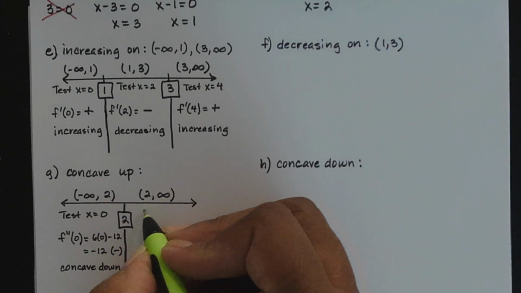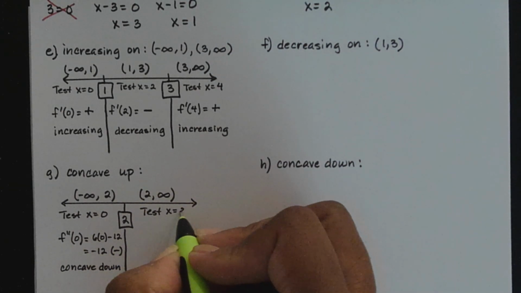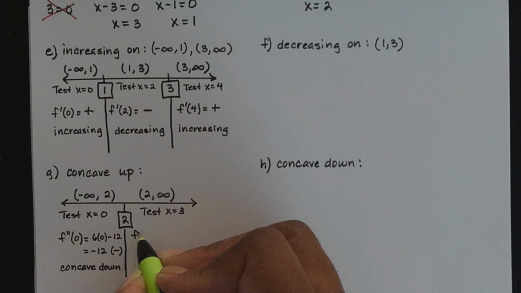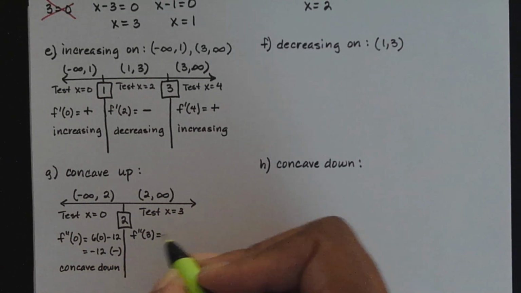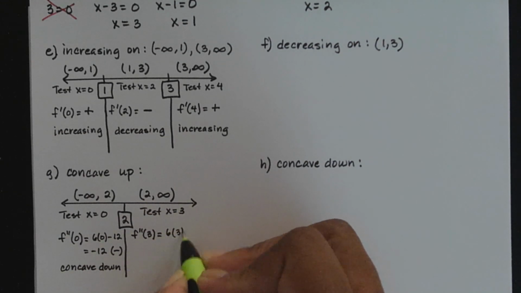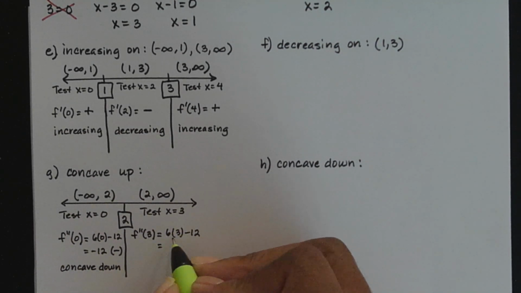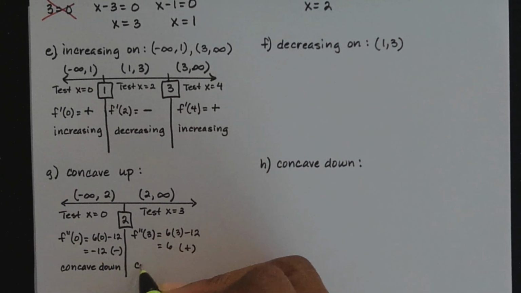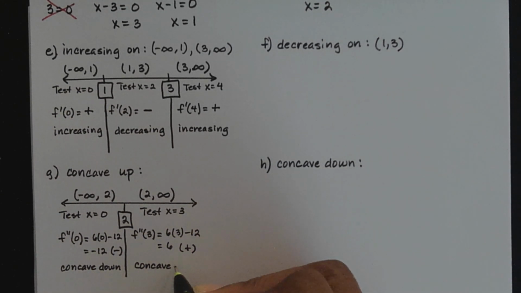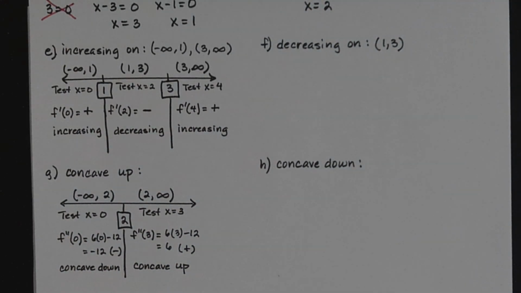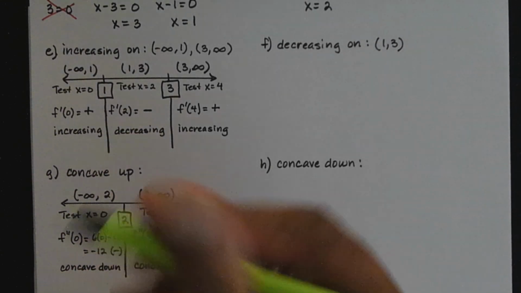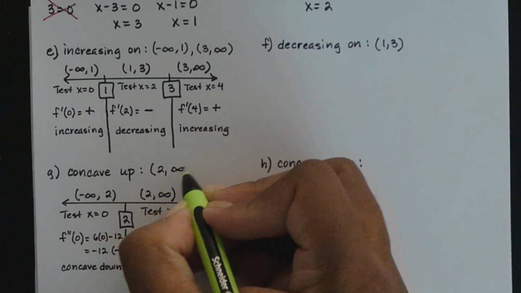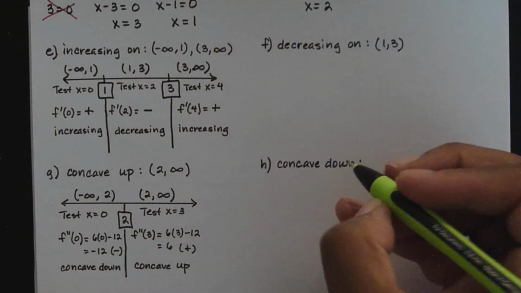And then from 2 to infinity, let's test x equals 3. And replace the x with the 3 in the f double prime of x function. So f double prime of 3 will be 6 times 3 minus 12, and this is 18 minus 12. That ends up being 6, which is a positive value. So that means from 2 to infinity, the graph will be concave up or down? Up. Okay. So to answer the questions in parts G and H, the graph is concave up from 2 to infinity, and then concave down from negative infinity to 2.